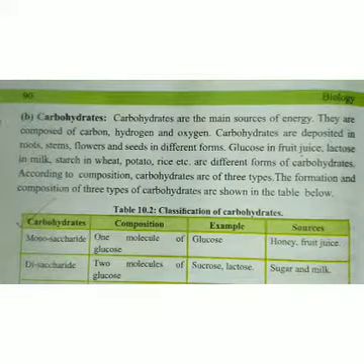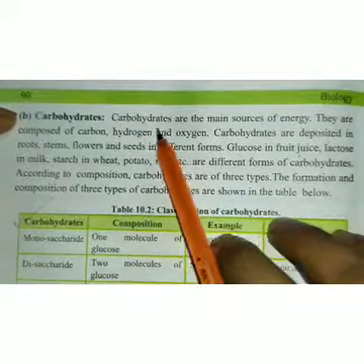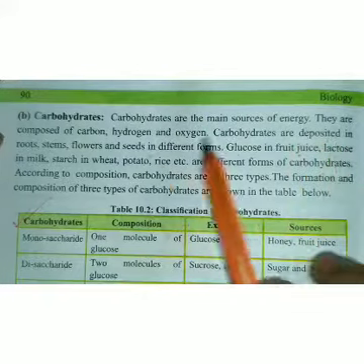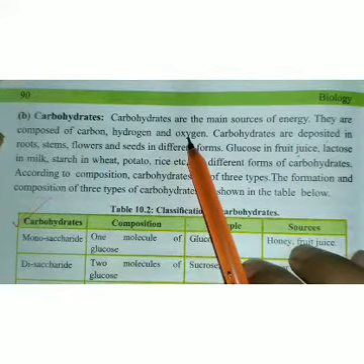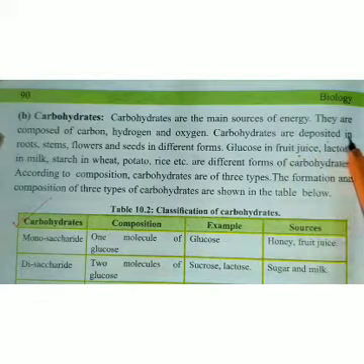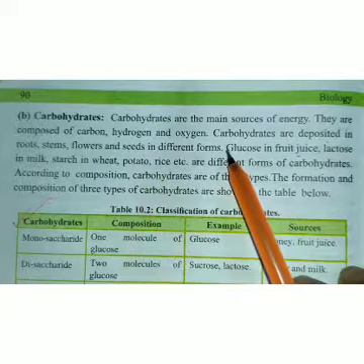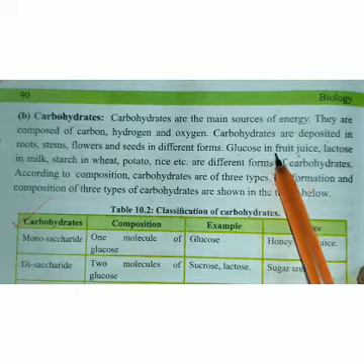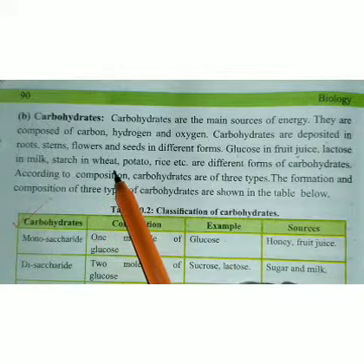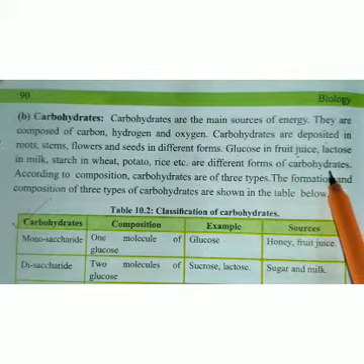Then another food component is carbohydrate. Carbohydrates are the main source of energy. They are composed of carbon, hydrogen and oxygen. Carbohydrates are deposited in roots, stem, flowers and seeds in different forms. Glucose in fruit juice, lactose in milk, starch in wheat, potato, rice, etc. are different forms of carbohydrate.